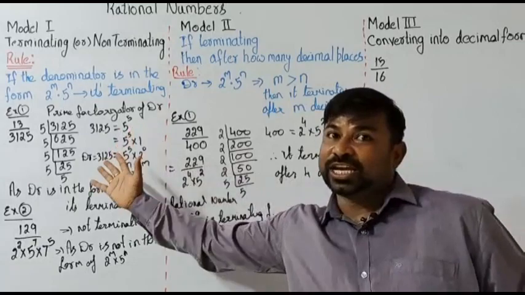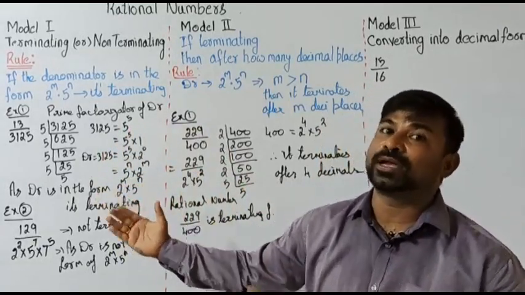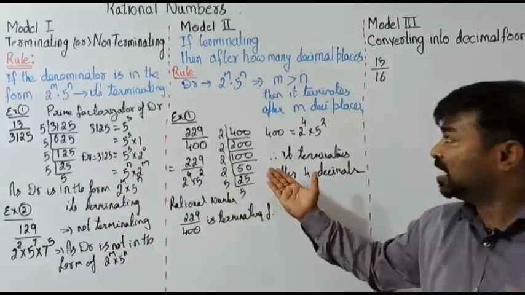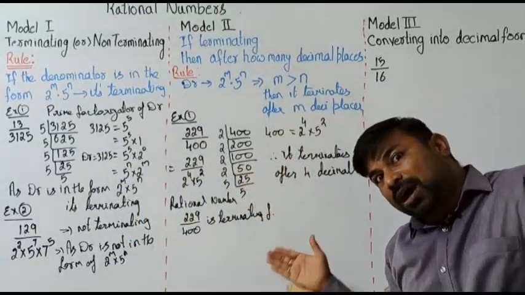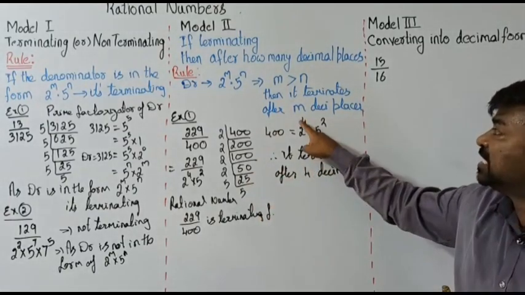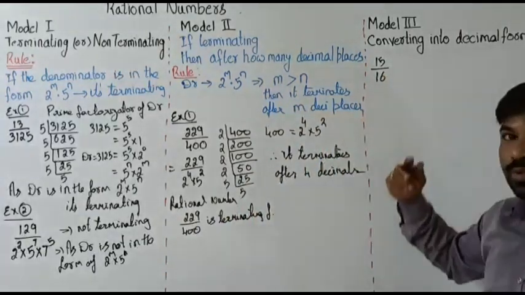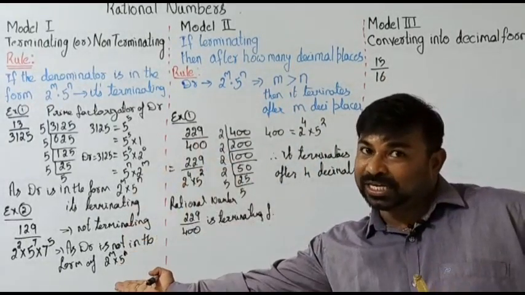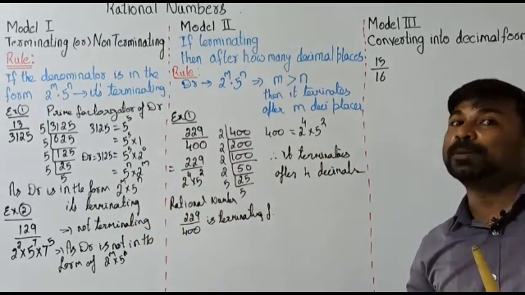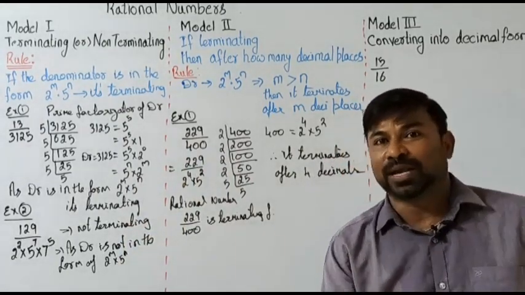Here we are checking whether it is terminating or not by seeing the fraction in the form of 2 to the power m and 5 to the power n. After seeing the denominator as terminating, after how many places it terminates means seeing the highest number, we say it terminates after those many places. The third one: after knowing it is terminating and after how many places, we have to convert it in the form of decimal places.